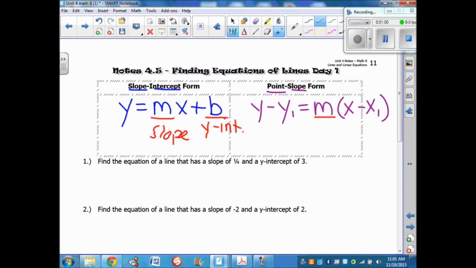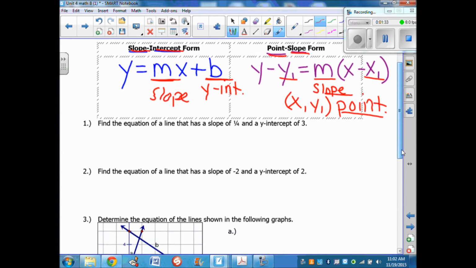So the m stays our slope just like it was back in our slope-intercept form. And then our point is our x1, y1. That's our point. So do you see where the name comes from now? Point, slope. It's called the point-slope form. Or back here, our slope-intercept form has a slope and the y-intercept. So both of those forms are equations of lines that we're going to work with.